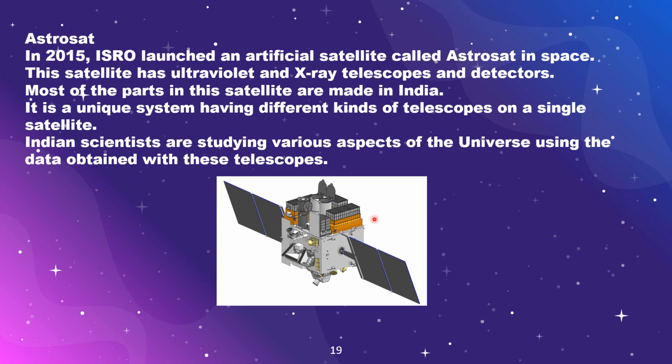AstroSat. AstroSat is India's first multi-wavelength astronomical observatory. AstroSat was launched by ISRO on 28 September 2015. It has carried out about 1166 observations. The AstroSat has explored stars, star clusters, small and large galaxies of the Milky Way, gamma ray bursts, supernova, etc. The AstroSat has ultraviolet and X-ray telescopes and even the detectors.